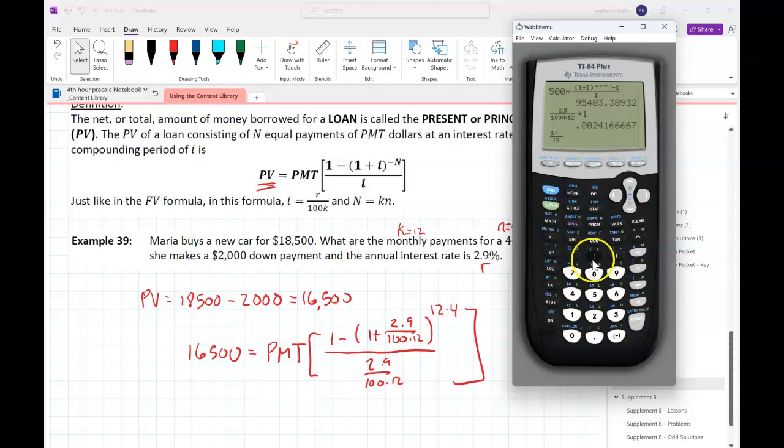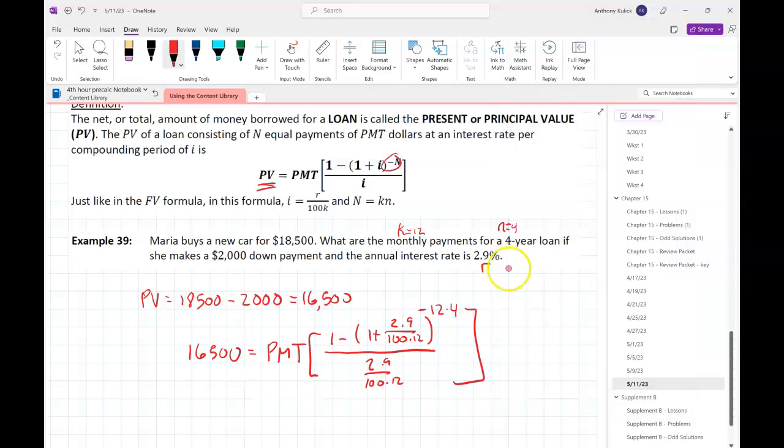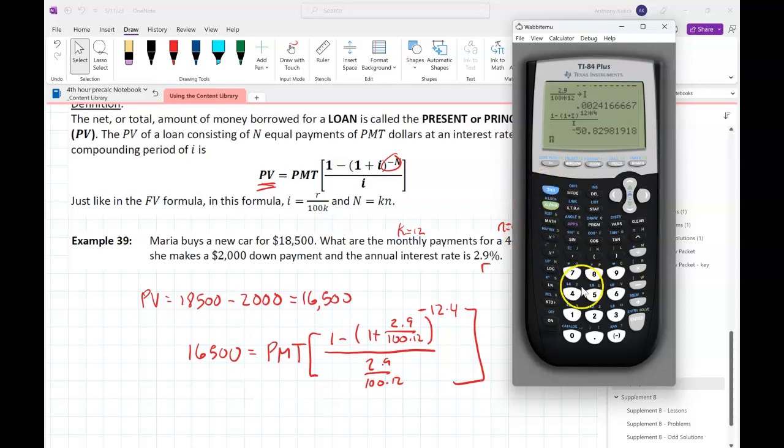So I have 1 minus, parenthesis, 1 plus that i, where'd it go? There it is. To the negative 12 times 4, over i. So that's that. Oh my goodness, guys, look at how silly I am. I forgot the negative sign. That number should not be negative. Silly Mr. Kulik.